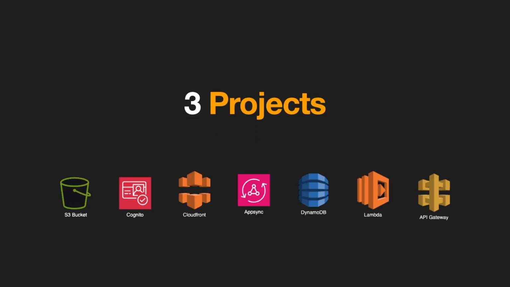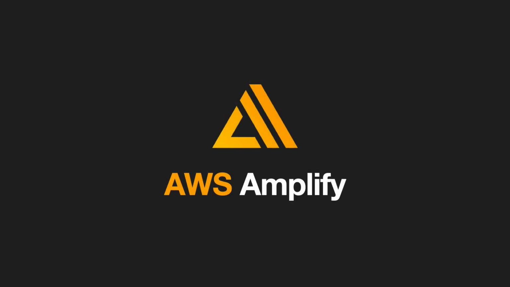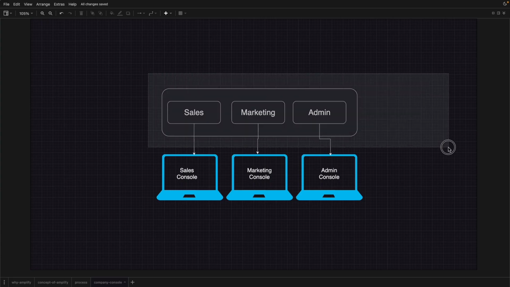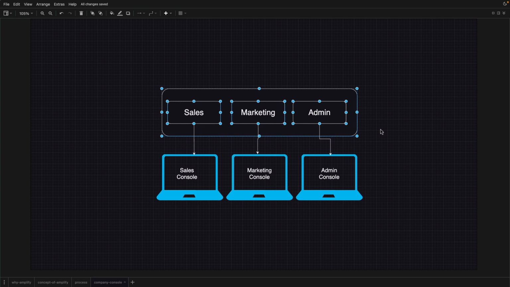In this video, we'll be building 3 practical projects using different AWS services. And by building these projects, you will be learning a very important tool called AWS Amplify. So the first project will be a simple dashboard application. Based on the company department, users will be able to see different dashboards.